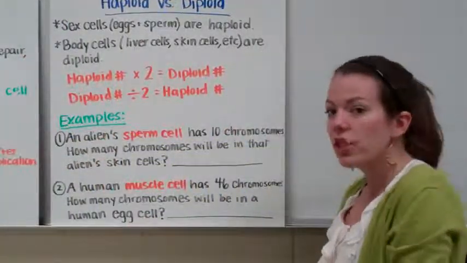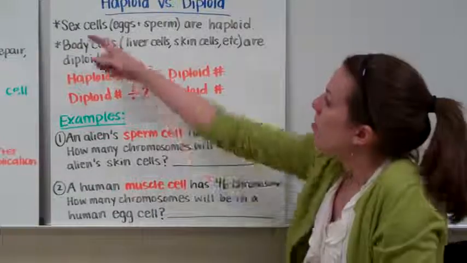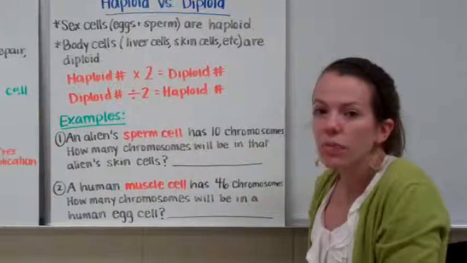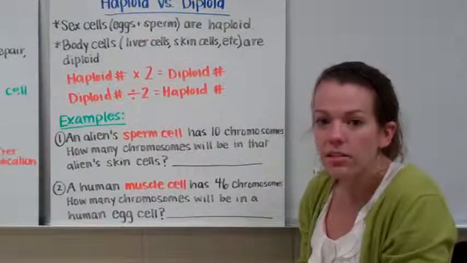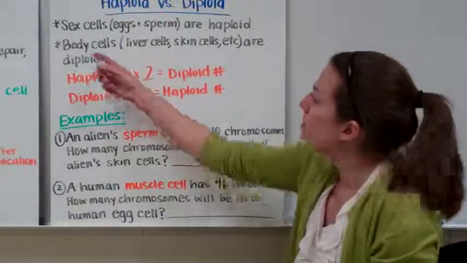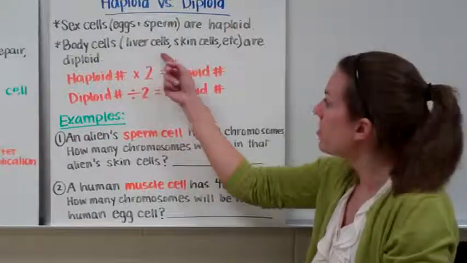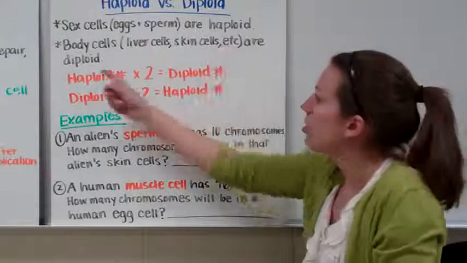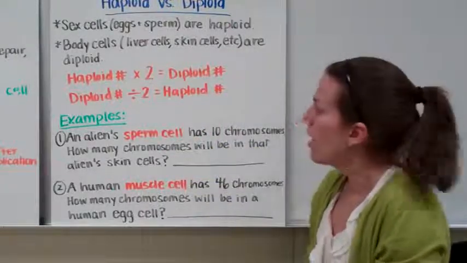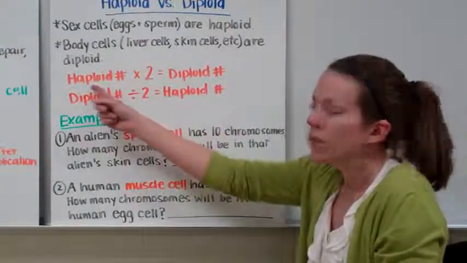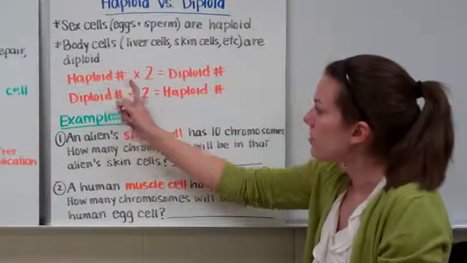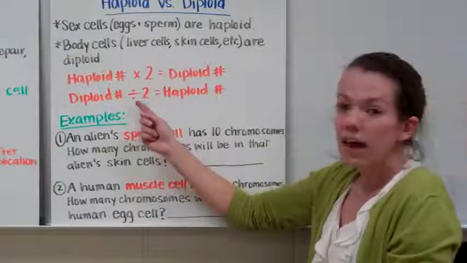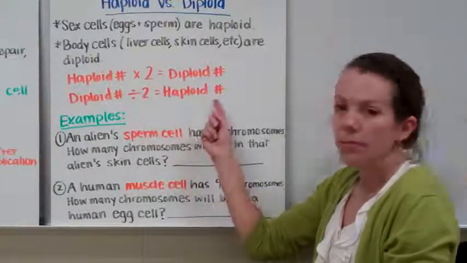Now let's compare and contrast haploid and diploid cells. Sex cells, eggs and sperm, are haploid. The only cells in your body that are haploid are your eggs or your sperm. Body cells, for example, liver cells, skin cells, and other cells in your body, just not your sex cells, are all diploid. A way to calculate your diploid number from your haploid number is haploid number times 2 equals your diploid number. And your diploid number divided by 2 equals your haploid number.